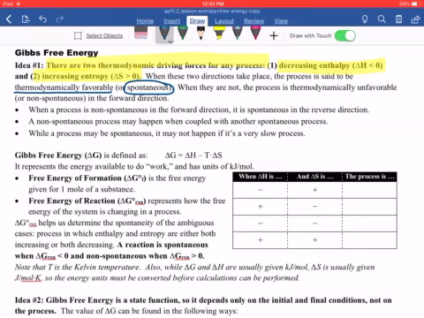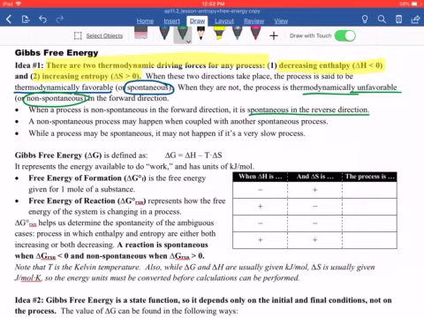However, if those two conditions are not met, then it is called thermodynamically unfavorable or non-spontaneous. So when a process is non-spontaneous in the forward direction, it is spontaneous in the reverse direction. That makes sense? So if it doesn't like to go forward, it will automatically go in the reverse direction. A non-spontaneous process might happen when coupled with another spontaneous process. We'll go over what that means.